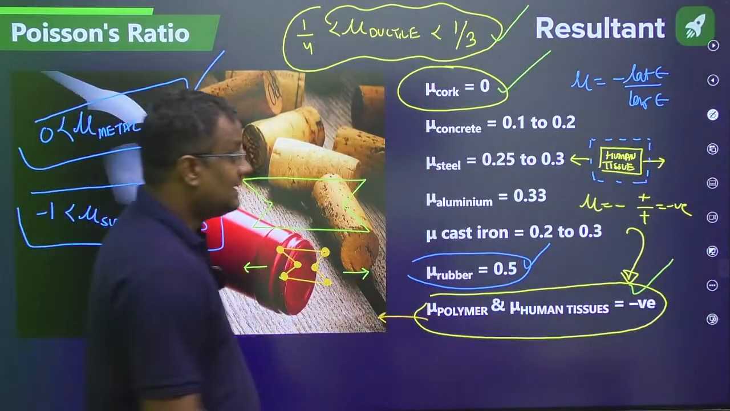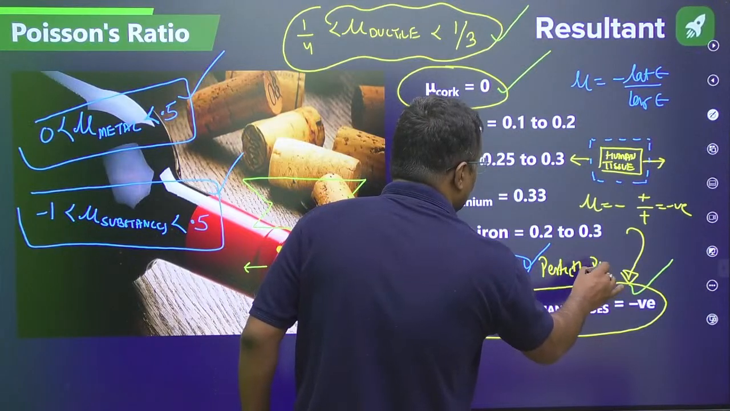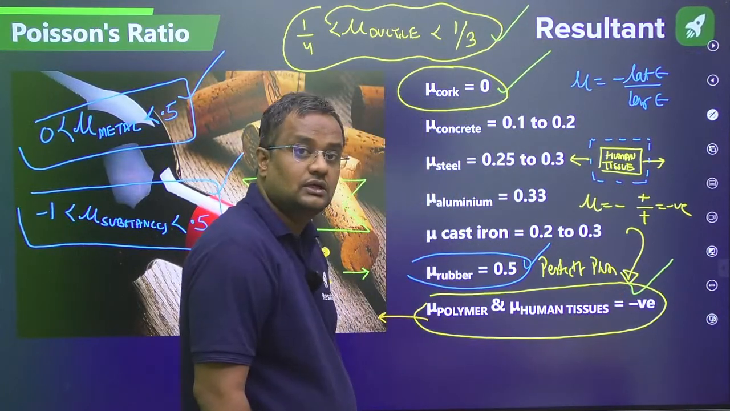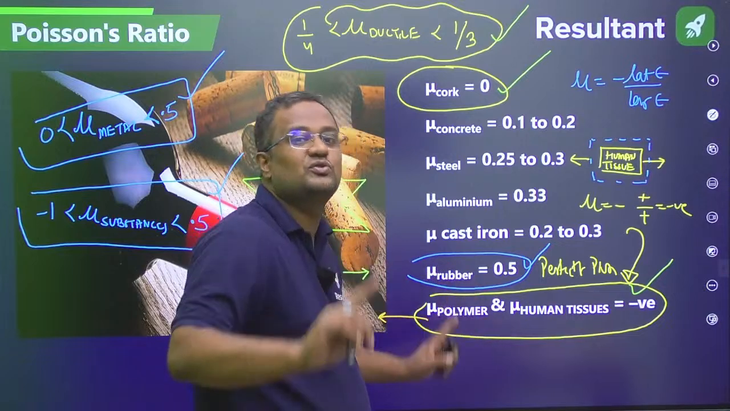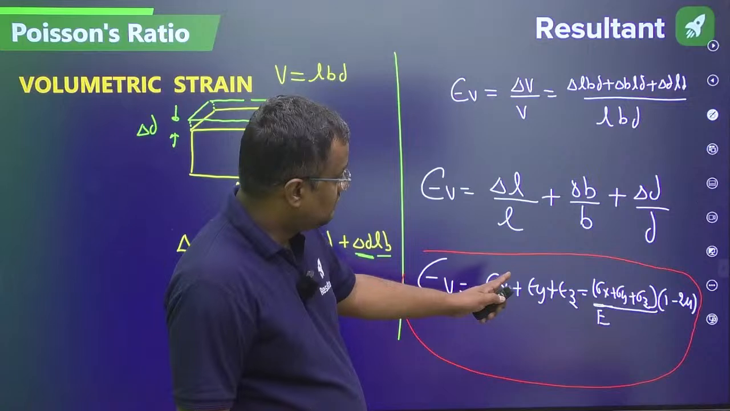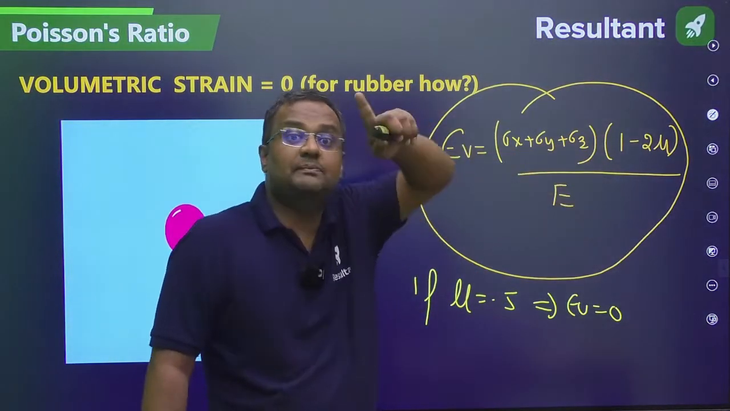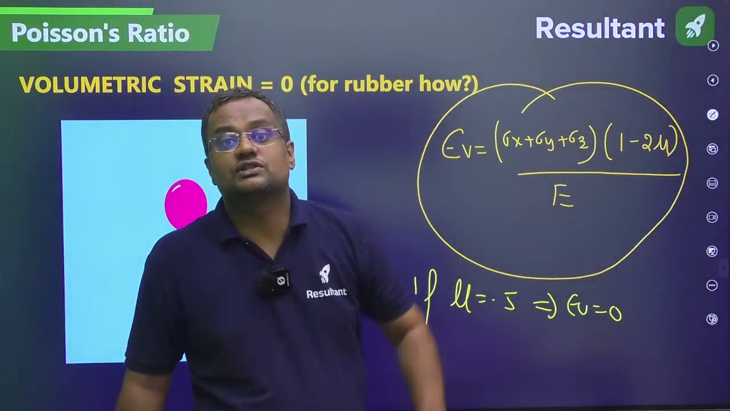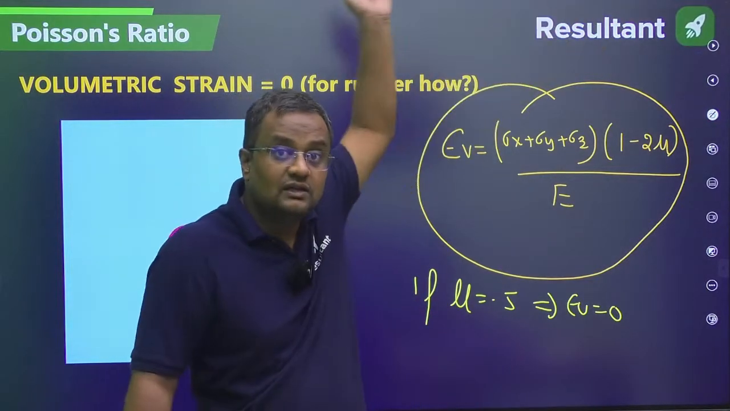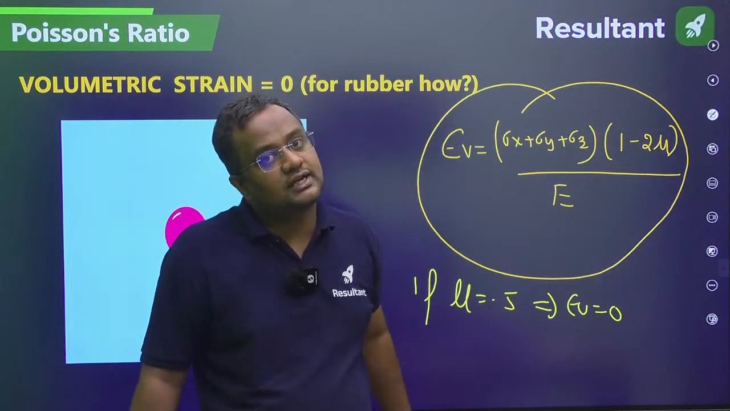And guys, perfectly plastic materials are those where volume is not changing. That is why for perfectly plastic also mu is 0.5, because for mu 0.5, volumetric strain becomes 0. Therefore, for those materials, volume is not changing when mu is 0.5, and therefore mu is also considered as 0.5.